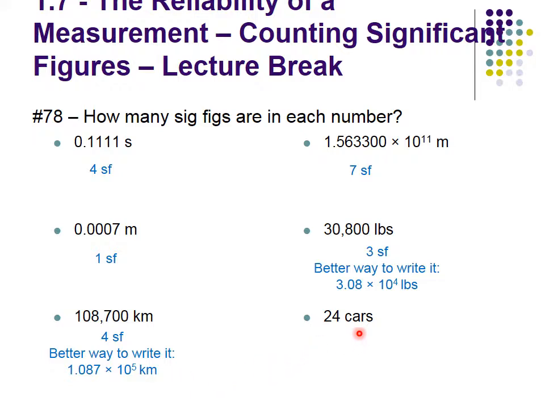And then this last one, 24 cars. Now notice that all of our other measurements had units, seconds, meters, kilometers, but this one has counting, 24 cars. This is one that we would know with certainty. So this has an infinite number of sig figs because it's an exact number.